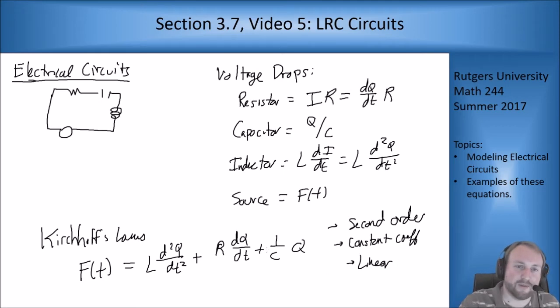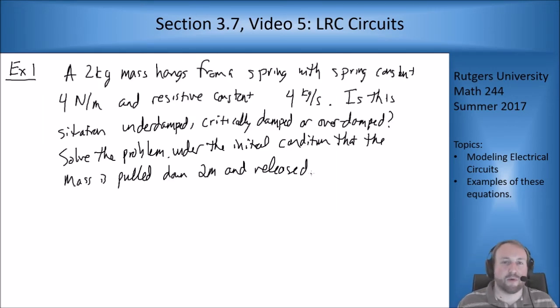Let's take a look at an example. I wrote it up because it's a lot of words and I didn't want to write that while I was talking. We have a 2 kilogram mass that hangs from a spring with spring constant 4 newtons per meter and resistive constant 4 kilograms per second. We want to know if this is underdamped, critically damped, or overdamped, and we want to solve the problem with the initial condition that the mass is pulled down 2 meters and released.